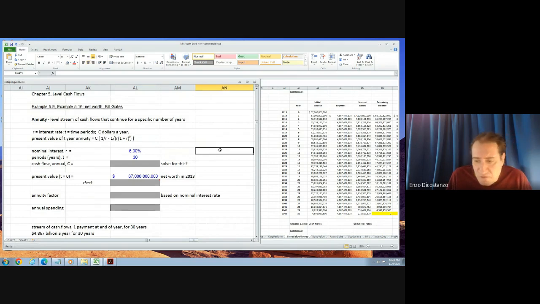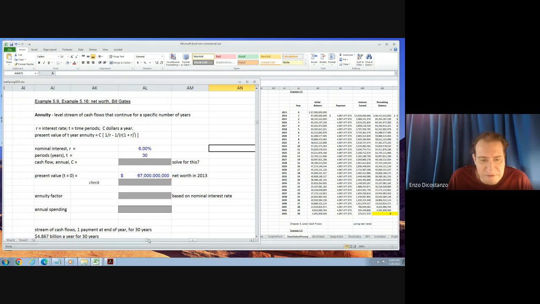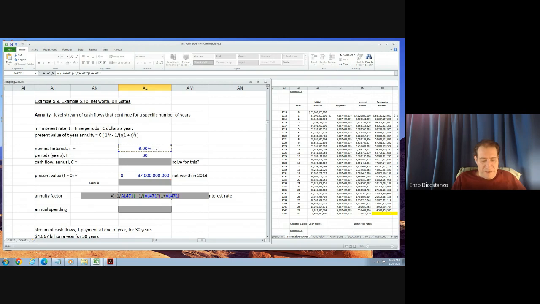And again, how good your algebra is, or your mathematics is, that plays a big role in this. Okay, so something like this: 1 divided by r minus 1 divided by r times (1 plus r) to the t power. That can get very messy. Okay, so here, let's solve the annuity factor again, equals parenthesis, another parenthesis, and again, how good your parentheses are. 1 over 6% minus 1 divided by, well, parenthesis, right? That r again times (1 plus the r again) to the exponent of 30. Okay, and then close out all the parentheses.